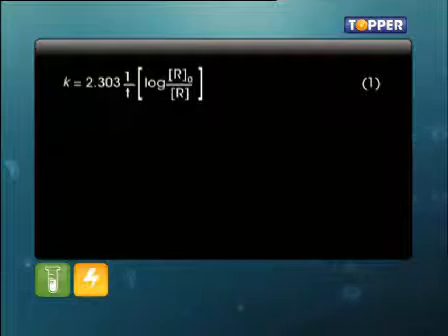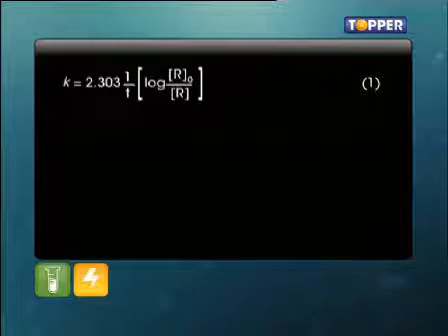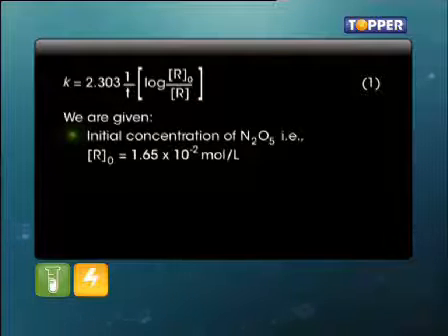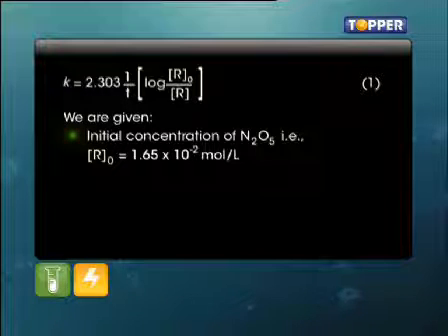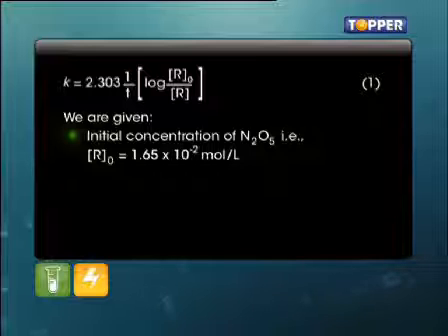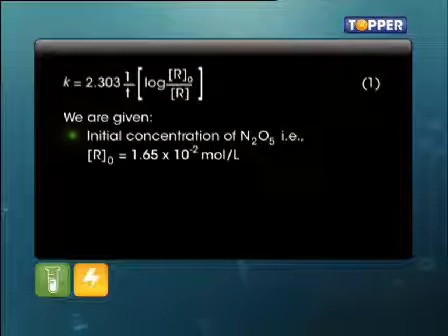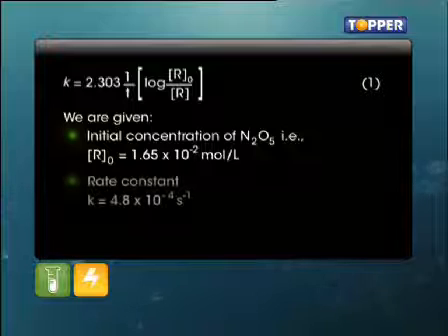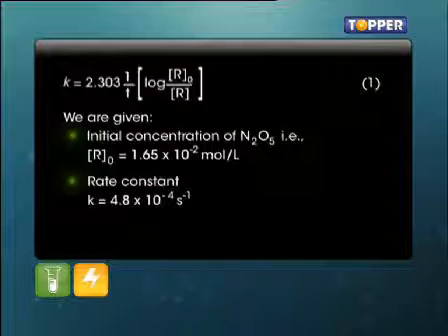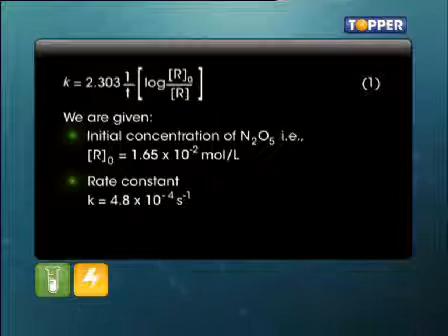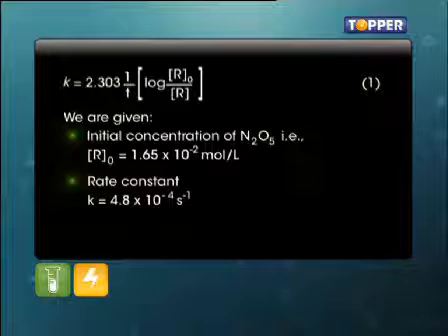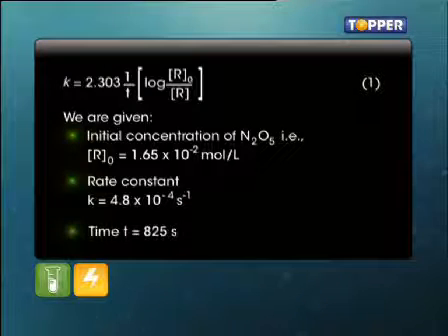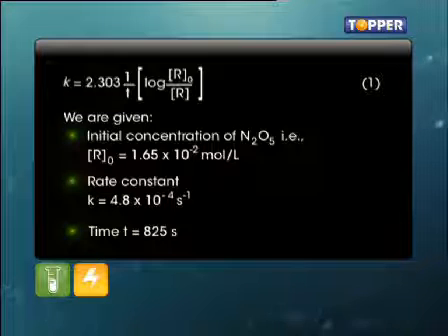Now for a first order reaction, the integrated rate equation is given by equation 1. We know that the initial concentration of dinitrogen pentoxide is 1.65 × 10^-2 moles per liter. The rate constant k is equal to 4.8 × 10^-4 per second. We also have the value for time as t equal to 825 seconds.